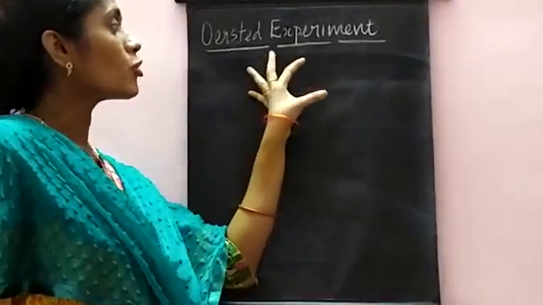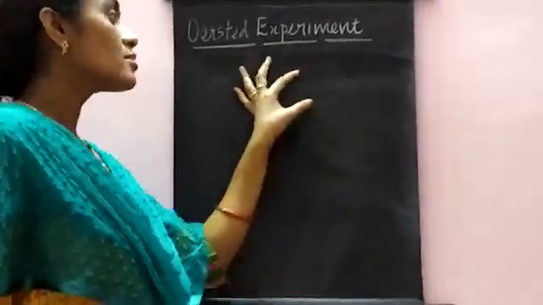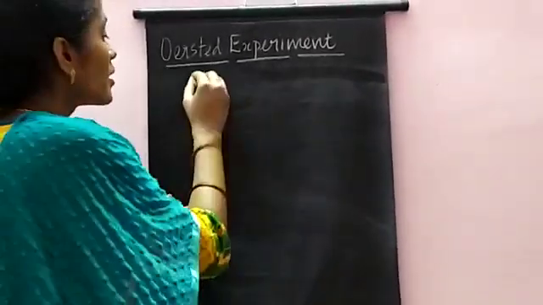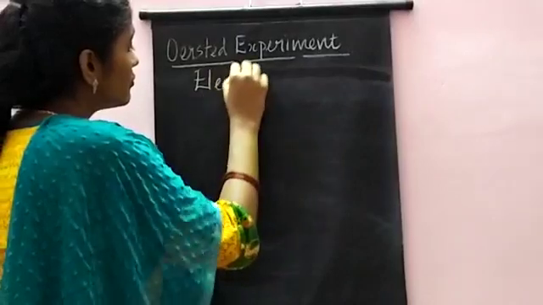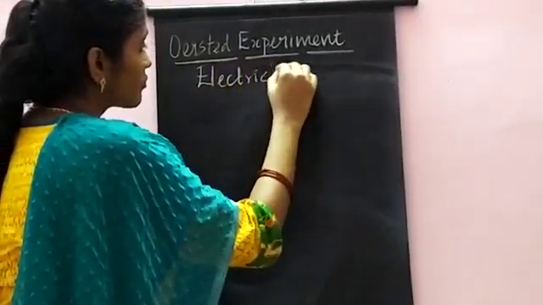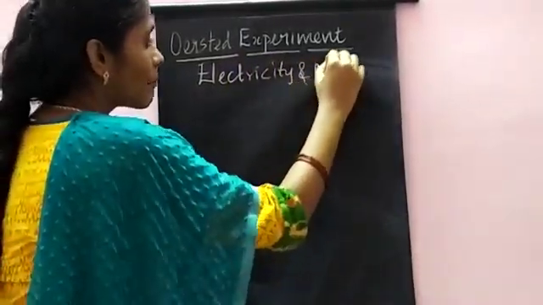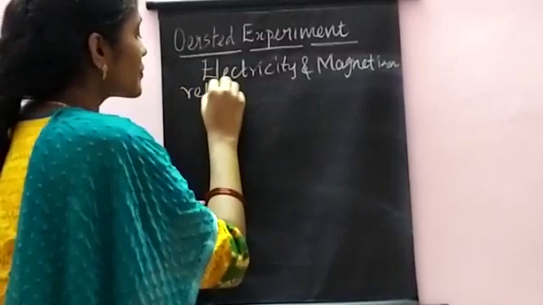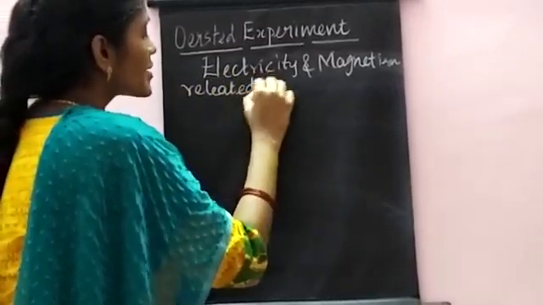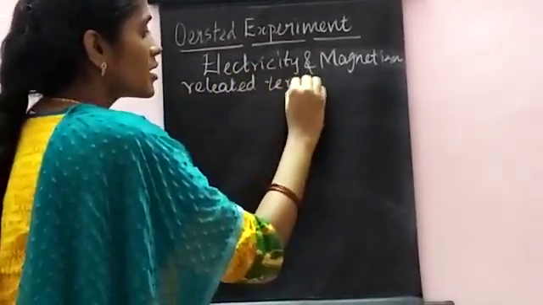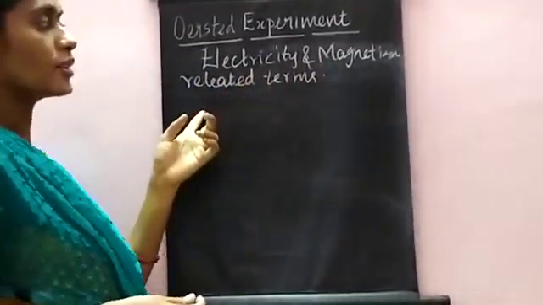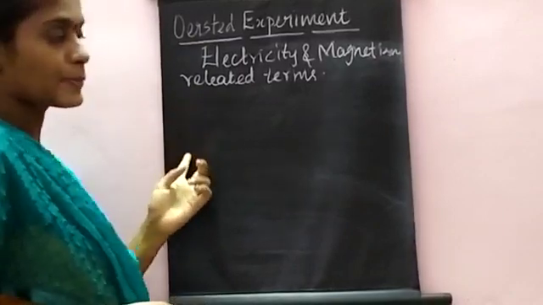Now we are going to the topic Oersted's experiment. So Oersted did an experiment. He found that electricity and magnetism are both related terms. We already studied electricity and magnetism. These two terms are related, he found that. So for that he did one experiment.